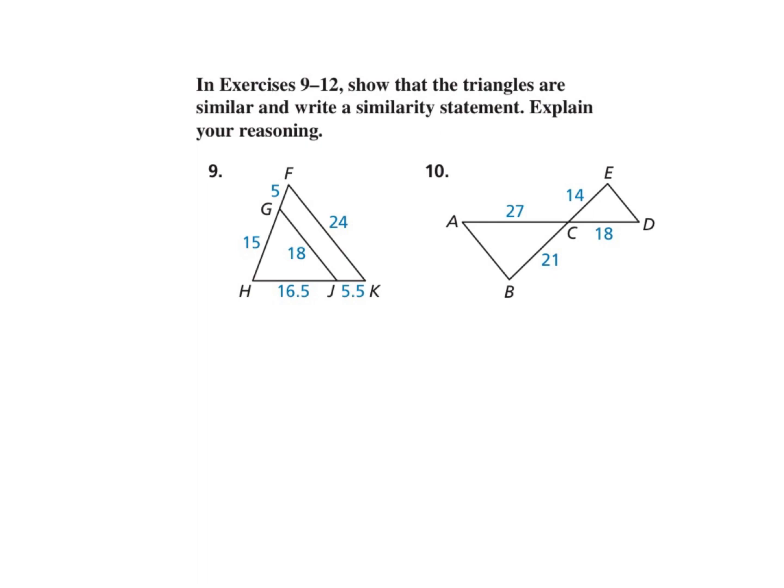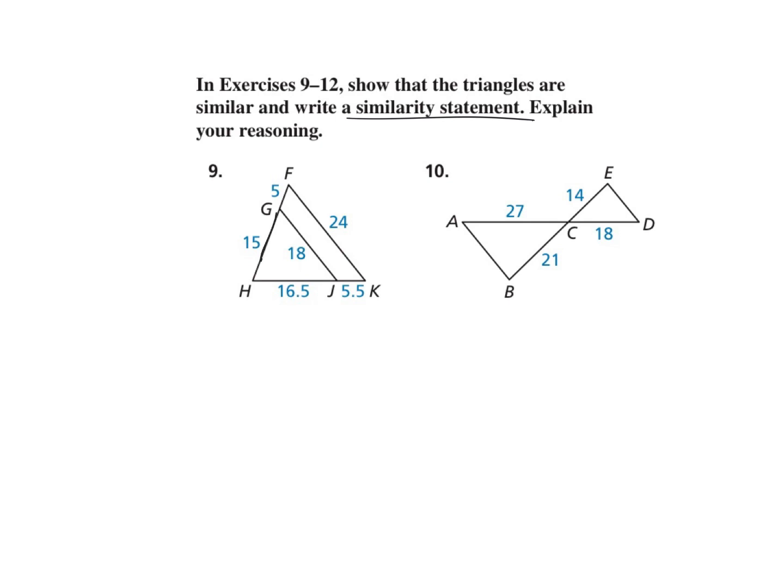Okay, show that the triangles are similar and write a similarity statement and explain your reasoning. Okay, so number 9. These two lines here are not parallel. 5 and 5.5. We don't really know for sure that they're parallel, but it doesn't look like we can prove that. Let's go ahead and figure out these triangles.